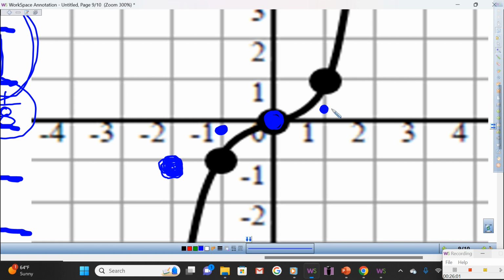And what is our last coordinate, Danny? What is 2, 1? Okay, so 2, 1. It's right here. All right. So sketch your new transformed function.